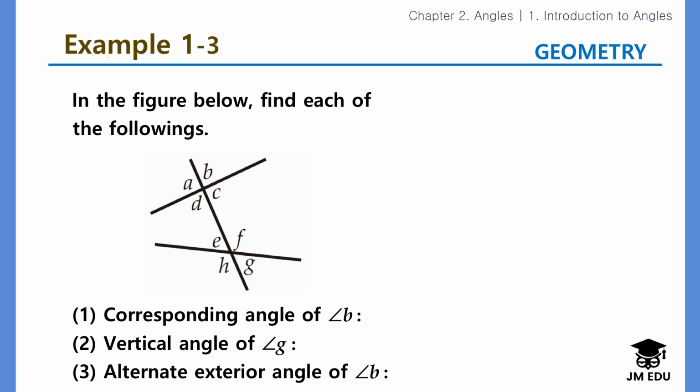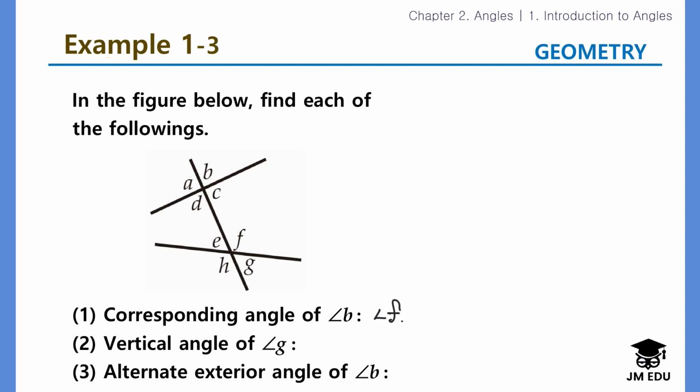Example 1-3. In the figure below, find each of the following. Number 1, corresponding angle of angle B. Remember, corresponding angles are two angles that are at the same position, right? So, angle B is located top right, right? So, from these four angles, top right is angle F, right? So, the corresponding angle of angle B is angle F.